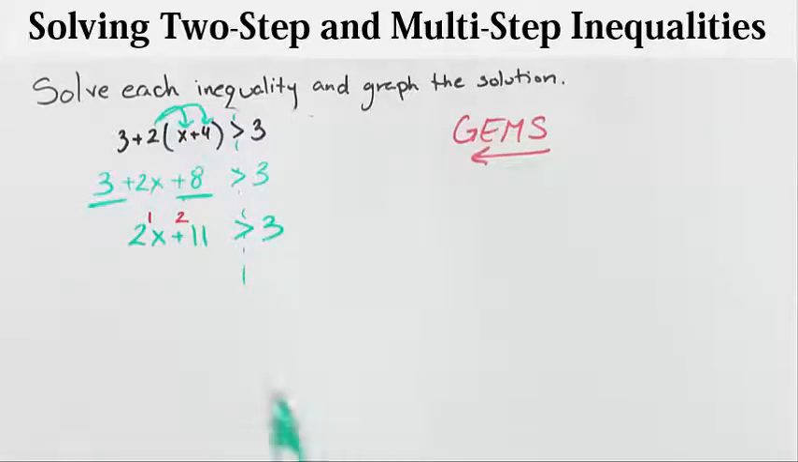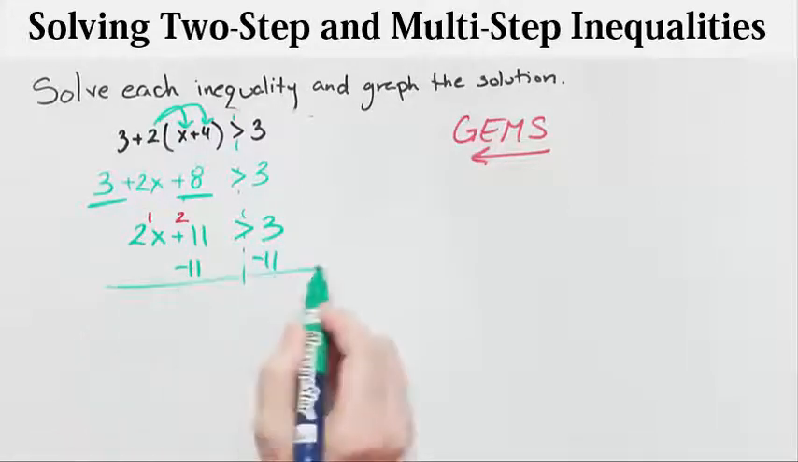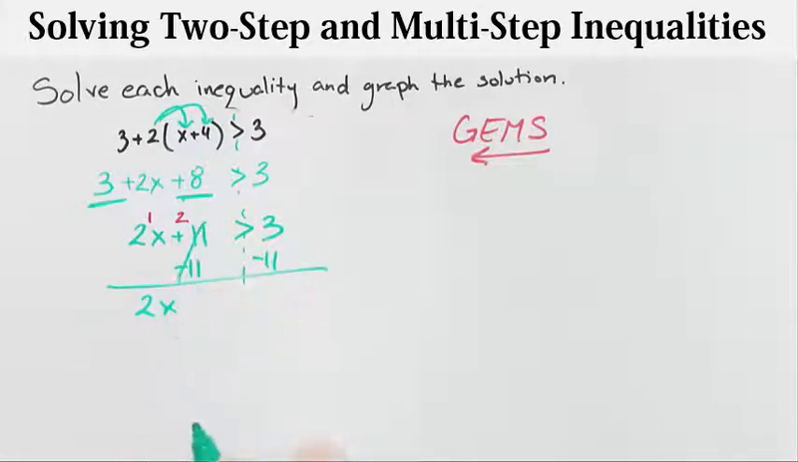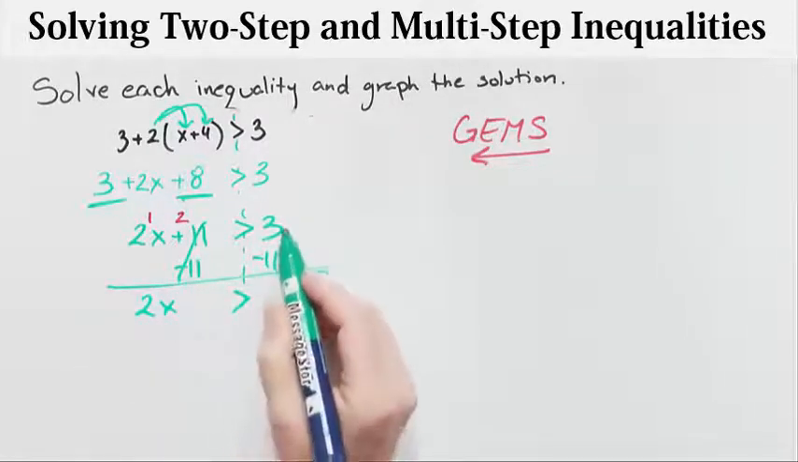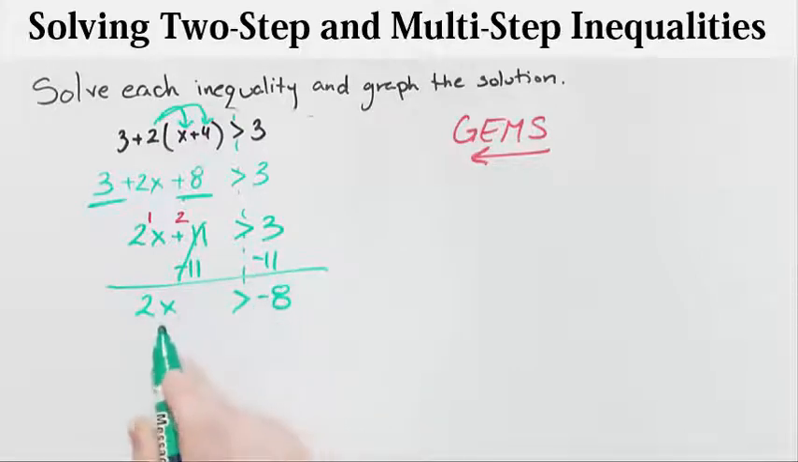We're going to go backwards. So first we have to deal with the positive 11. Positive 11 gets paired with a negative 11 to make it disappear. So we have 2x. Positive 11 minus 11 turns to 0 is greater than 3 minus 11 is a negative 8. I need the x by itself. X is stuck to the 2 by multiplication, so we're going to undo it by dividing.